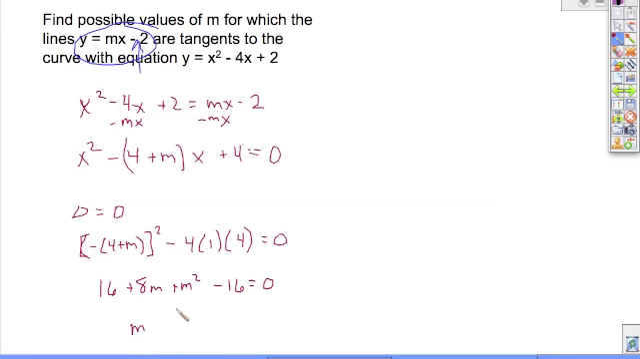So the constant term cancels out. I FOIL the 4 plus m squared out. I get m times m plus 8. So what I get is that the slope of the line either needs to be 0 or the slope of the line needs to be negative 8. I get two values, two different slopes that will give me a line tangent to this quadratic.